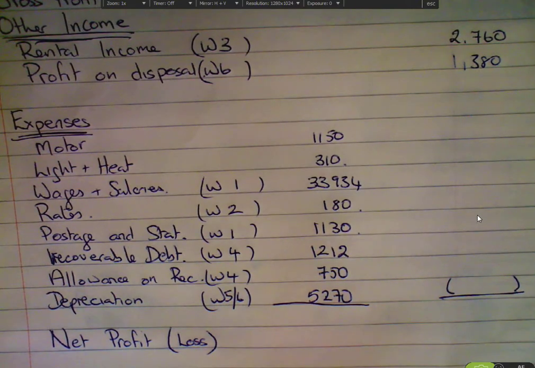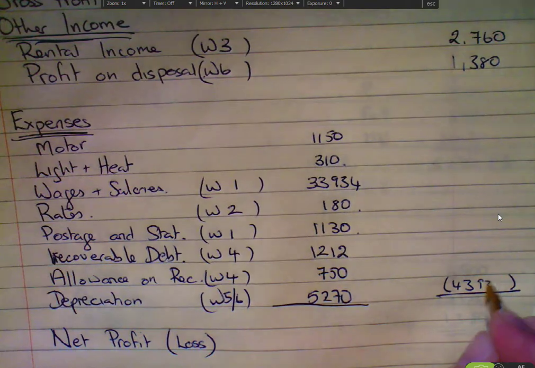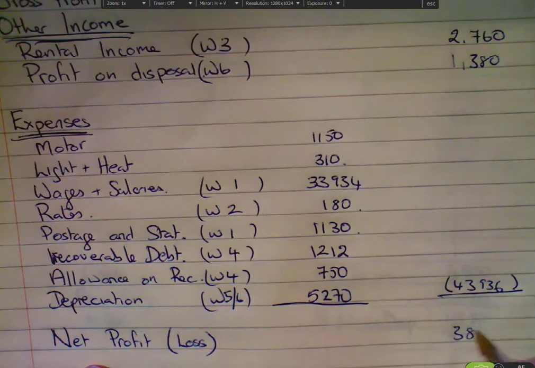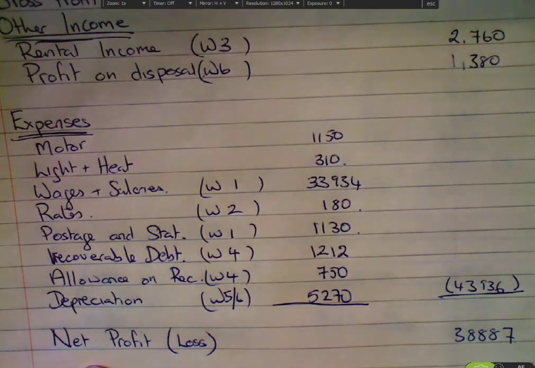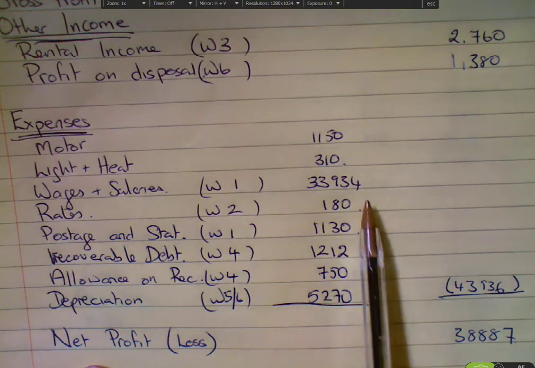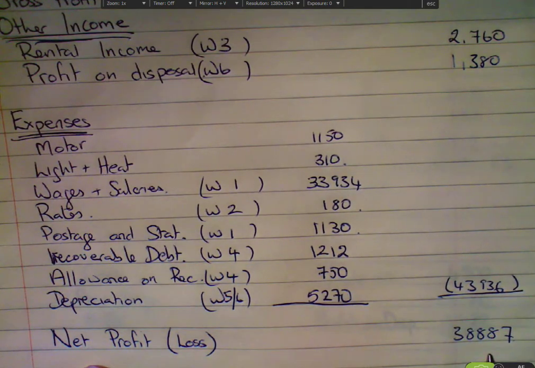Okay, so in this case I am just going to trust that they have done their correct calculations here in your textbook. I'm just going to trust that they have that right, and I'm going to give us total expenses of 43936, giving us a net profit of 38887. I'm just going to give one little second running through those numbers. 310, 339, 180, 130, 1212, 750. Yeah, okay, so we're all fine with that one.